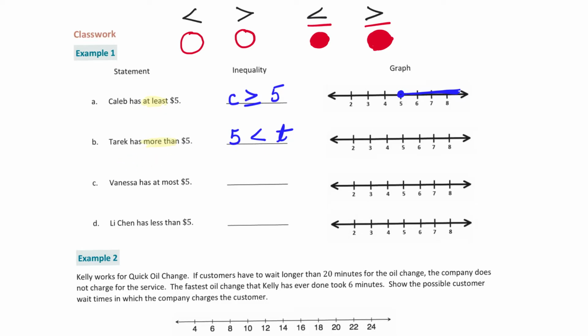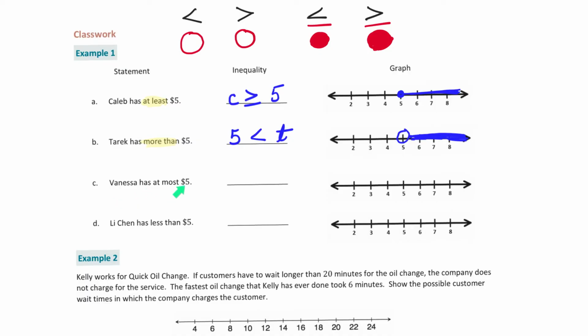Now let's graph our inequality. We know that it's going to be an empty circle, so we're going to go where 5 is, empty circle. And where is the T going? The T is going to the biggest numbers, so it has to go again to the bigger numbers. If you notice, they're very similar in terms of the $5, but in one it's at least, so the answer might be $5. Over here, you get more than $5. 5 is not included. Let's look at the next one.